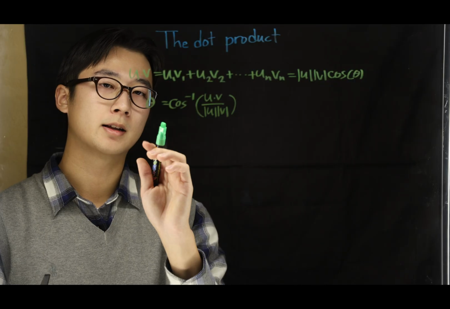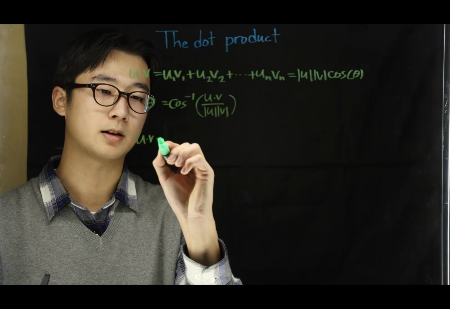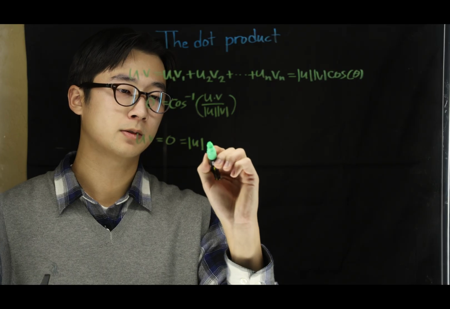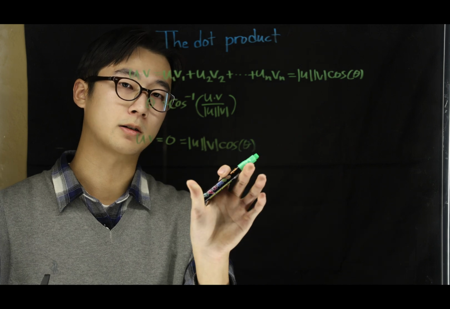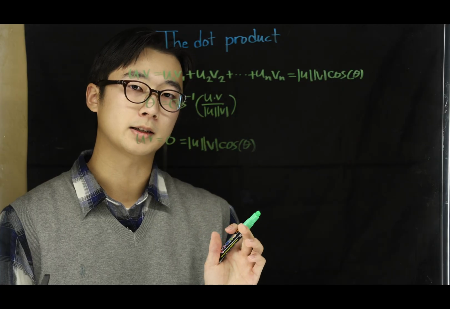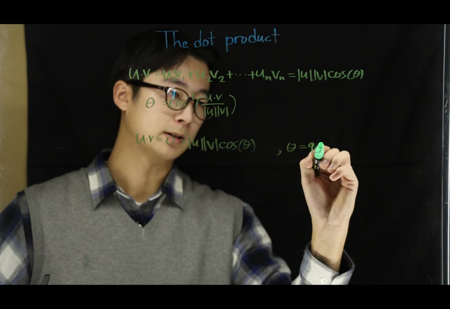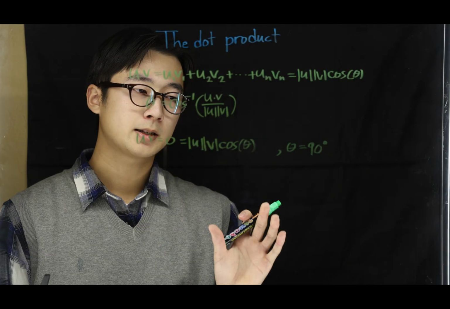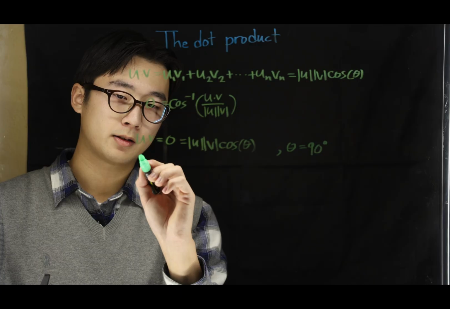Anyway, so when the dot product is 0, let's say u·v is 0, that means the formula, the magnitude of u times the magnitude of v times cosine, is also 0, right? Remember, cosine is 0 when the angle is 90 degrees. So this theta is 90 degrees in this case. This is a very important concept when it comes to the dot product.